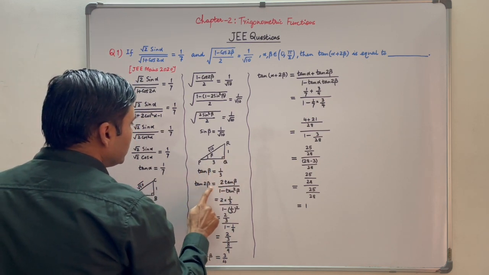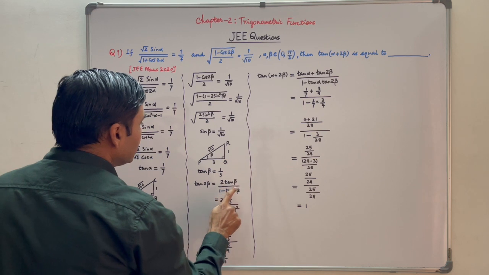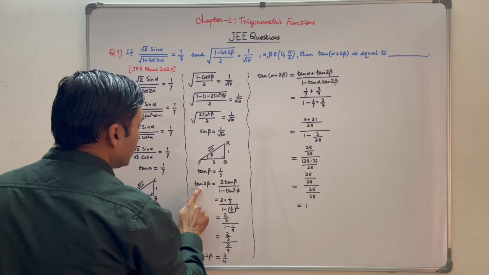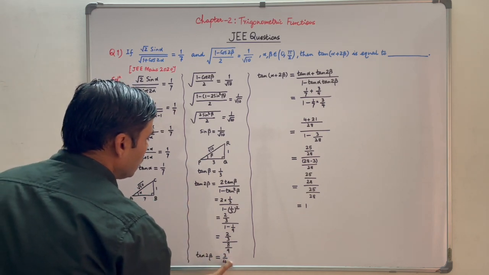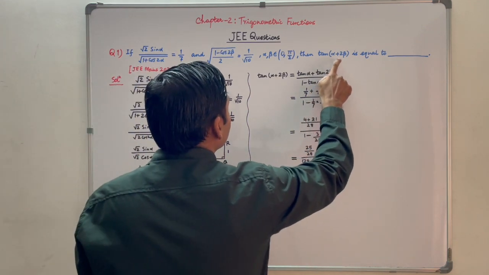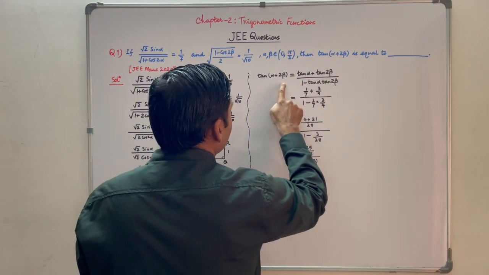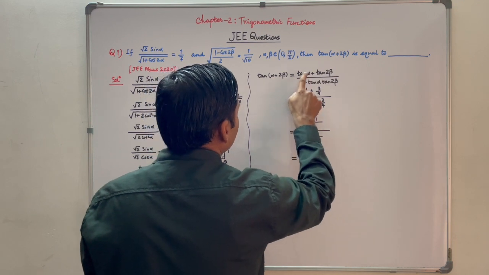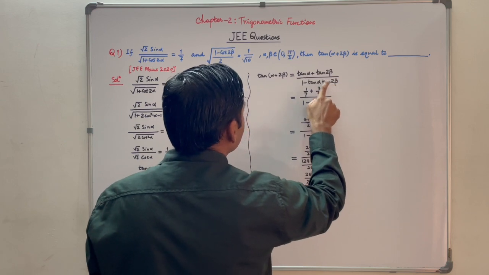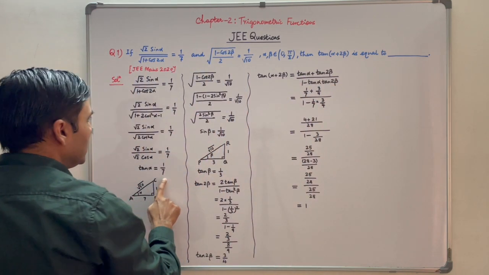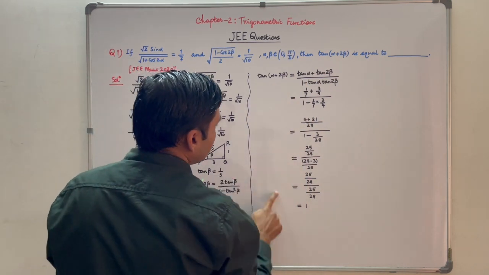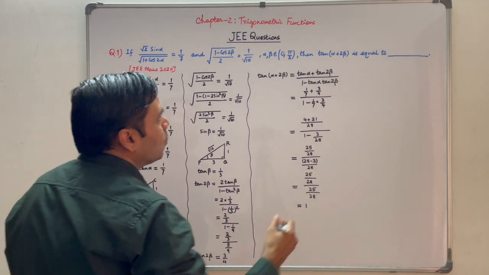Now tan 2 beta is equal to 2 tan beta upon 1 minus tan square beta. Putting the value of tan beta is equal to 1 by 3, tan 2 beta comes as 3 by 4. Value of tan 2 beta we will use here. Tan(alpha plus 2 beta) we have to calculate. Tan(alpha plus 2 beta) is equal to (tan alpha plus tan 2 beta) upon (1 minus tan alpha tan 2 beta). Putting the value of tan alpha and tan 2 beta, tan(alpha plus 2 beta) comes as 1. So the answer is 1.